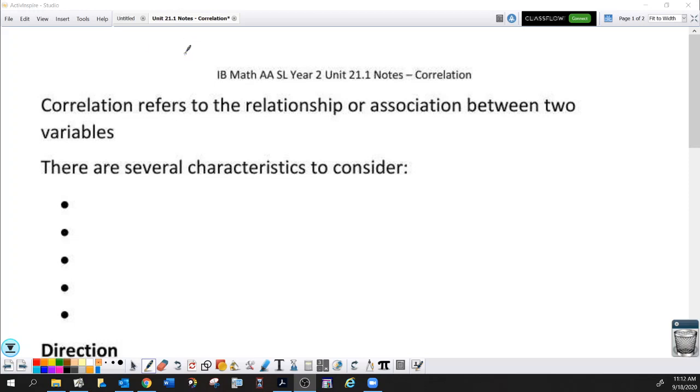So we are starting Unit 21 today. Like I said, we will learn this unit in 3 days really quickly. We begin with correlation. And correlation is a concept that a lot of students end up using in their IAs.